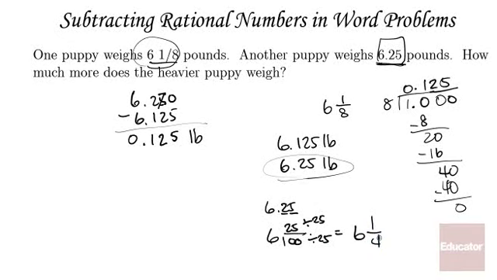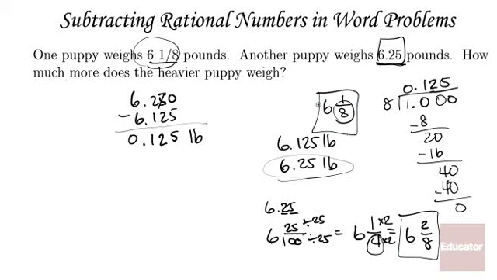Now, 6 1/4 and 6 1/8, I need to have the same denominators. So I'm looking at an 8 and a 4. They can both be 8. So I'm going to multiply by 2 and multiply by 2. So I have 2 over 8. So now I can see that this 6 2/8 is larger than the 6 1/8.